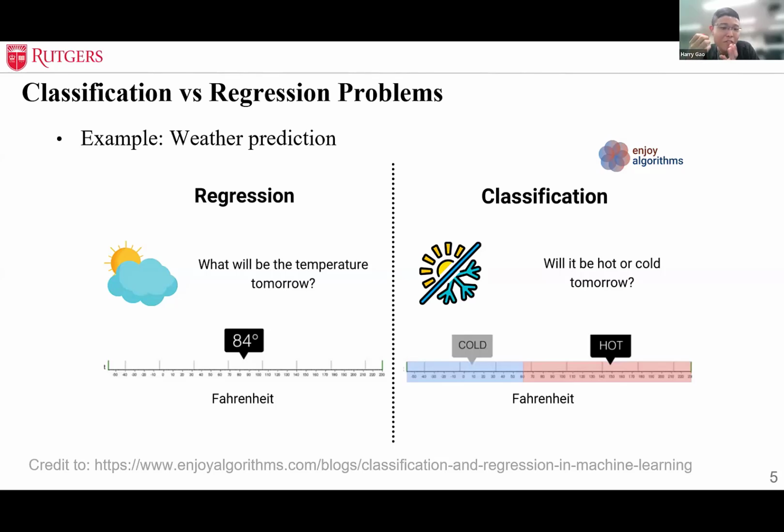So even for temperature, you can make it into a classification task, by separating the temperature into two baskets, like hot and cold. So you have a boundary in between. Above, let's say 60, it's hot, and below 60, it's cold.